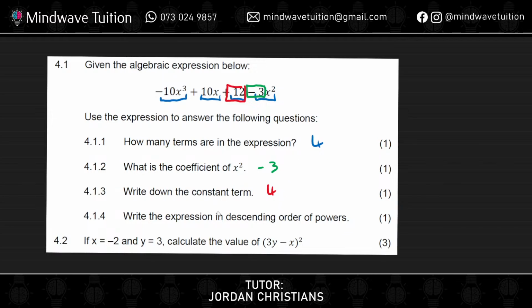So 4.14, write the expression in descending order of powers. So that just means we want to write from the highest power to the lowest power. Specifically, we want to look at the x's.